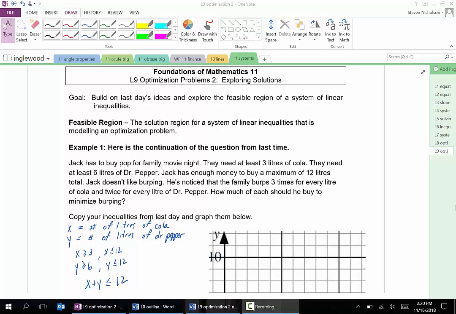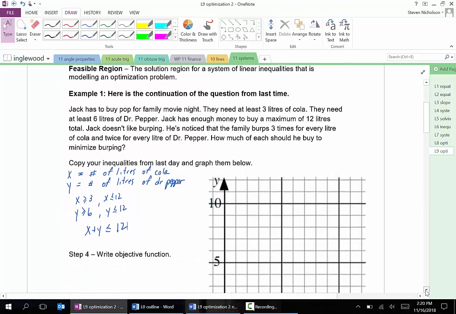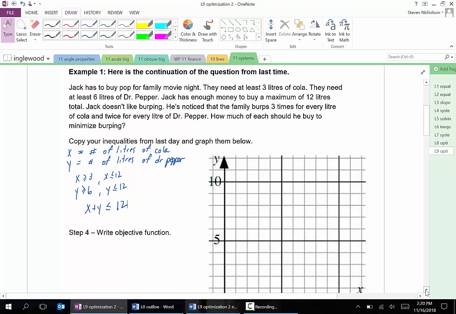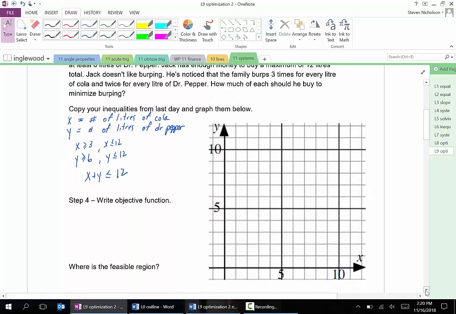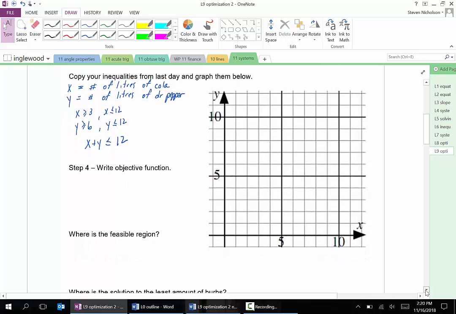So feasible generally means makes sense. So here's the pop example from last day, the cola and the Dr. Pepper. And I'm going to give you a minute to pause the video and write down these inequalities from last day. Then we're going to graph them to try to determine where is the feasible region and what does it look like.